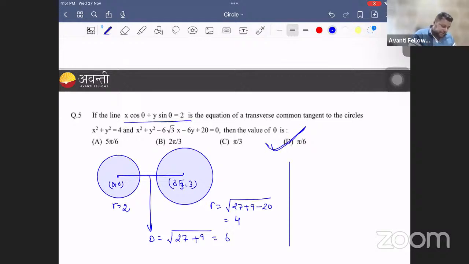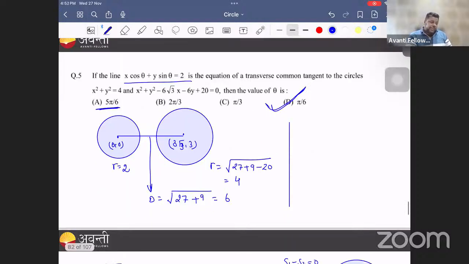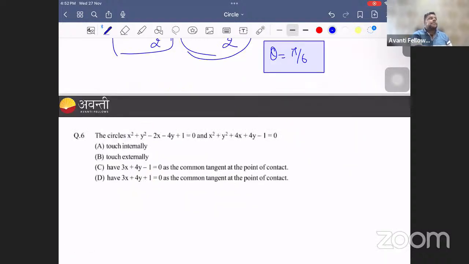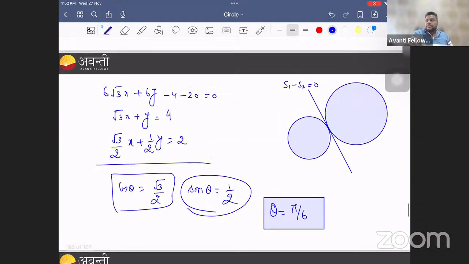Yes, one more thing I would like to tell you. Theta can also, you can say, be 5 pi by 6. No, because for 5 pi by 6, sin theta is 1 by 2, but cos theta is not root 3 by 2. It is minus root 3 by 2. Got it?